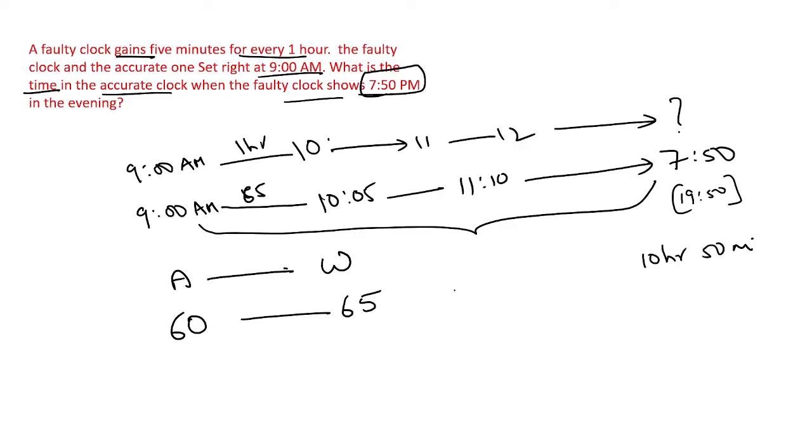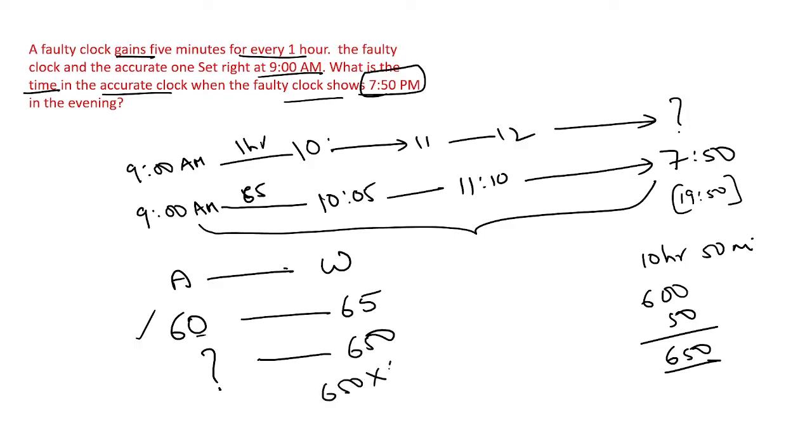I am converting everything into minutes because here I have it in terms of minutes. So 10 hours is 10 into 60, 600 minutes, plus 50 minutes. So in total, the wrong clock moved by 650 minutes. So how much should be the difference in the original clock? Simply cross multiply: 650 into 60 by 65. You are going to get 600 minutes. Convert this into hours, you are going to get 10 hours.